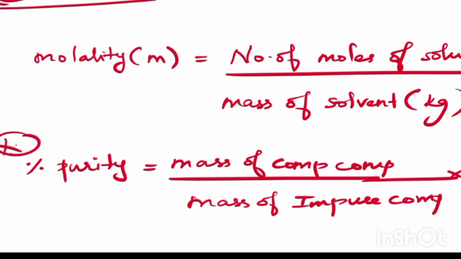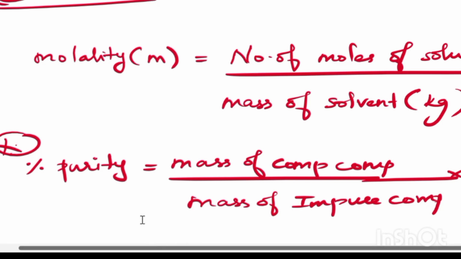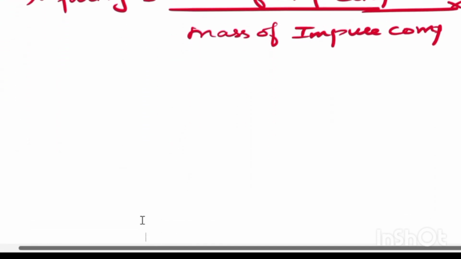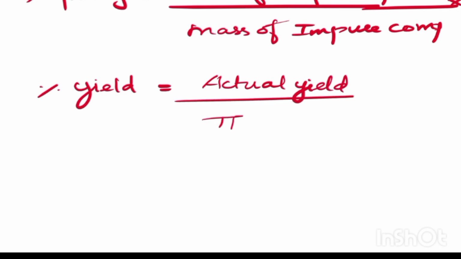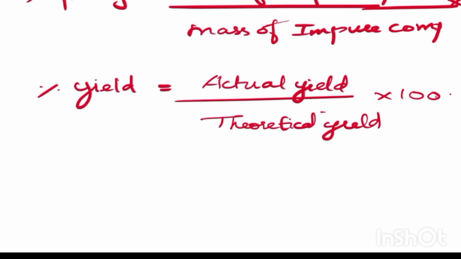So next is, how will you find the percentage yield? I'm compressing these formulas because they have been asked in previous years. Okay, percentage yield is equal to actual yield divided by theoretical yield into 100. Okay, so we have almost covered every formula of this chapter.